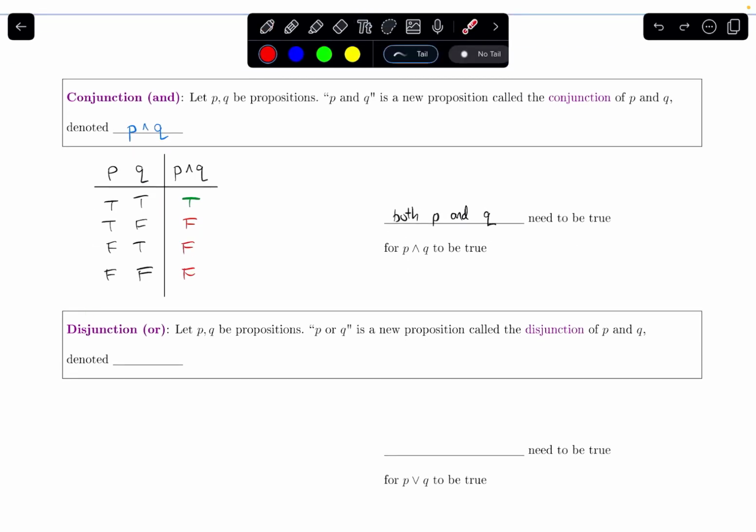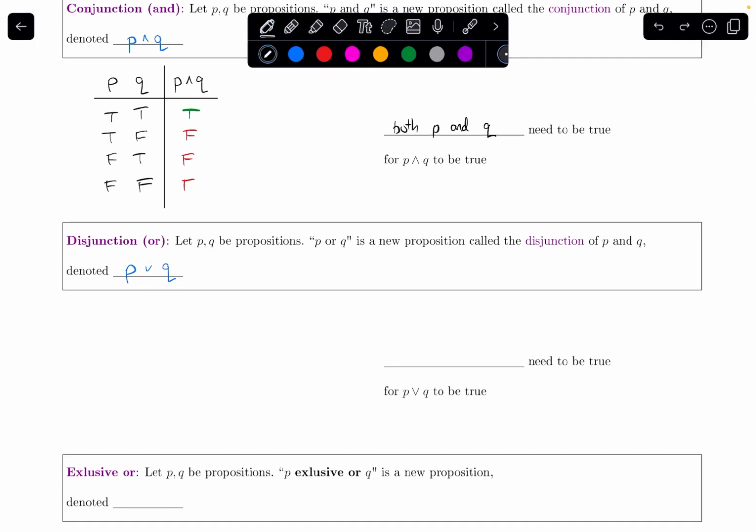All right, let's look at another example of an operator. This next one is called disjunction, which means or. P and Q are going to be propositions. P or Q is called the disjunction of P and Q. The way I denote this is I write P, this time just a V symbol, and then I write Q. This V symbol means the word or.